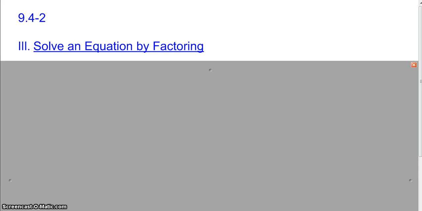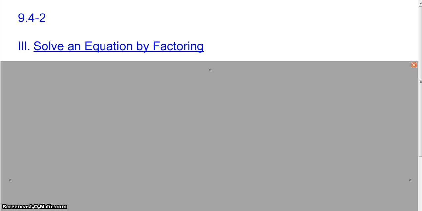Okay, so we're in the second part of section 4 today, chapter 9, section 4, day 2. We're going to continue the same kinds of things we did yesterday. We're going to solve equations by factoring.